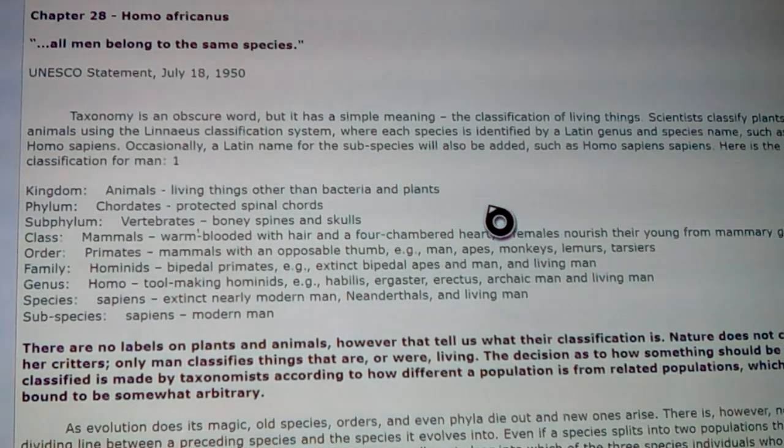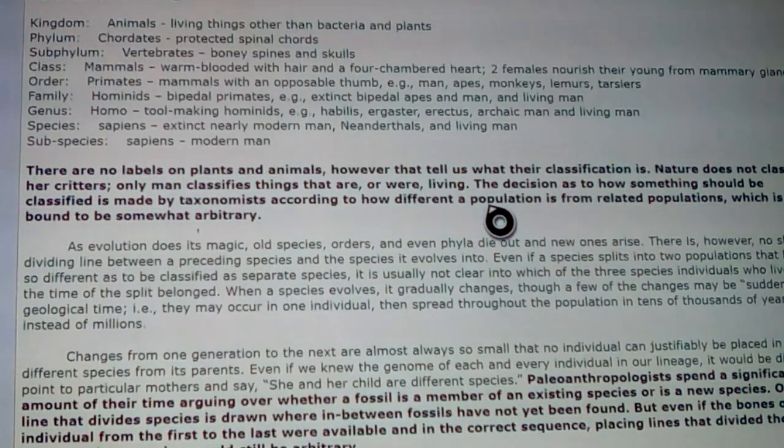The decision as to how something should be classified is made by taxonomists according to how different a population is from related populations, which is bound to be somewhat arbitrary. And that's a given, but it's just like when you have a law. You have statutes, where apparently these people went deep down the rabbit hole with it, and they came up with X, so you can use that as a statute. You have a couple of those, and bingo. We don't have to go through all of this again, do we? You know, that type of thing.